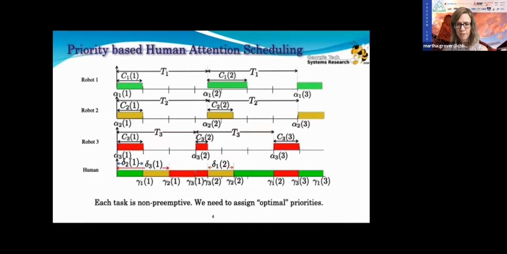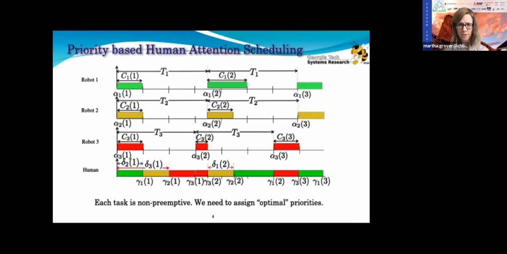Modeled from this perspective, the requests from robots are modeled as tasks. And here we have green, yellow, and red robots, all requesting access to interact with the human. And then C here models the time it needs to interact with the human. And T here, capital T, represents the task period. So each robot needs to interact with a human every now and then. So T models how often each robot needs to interact with the human.